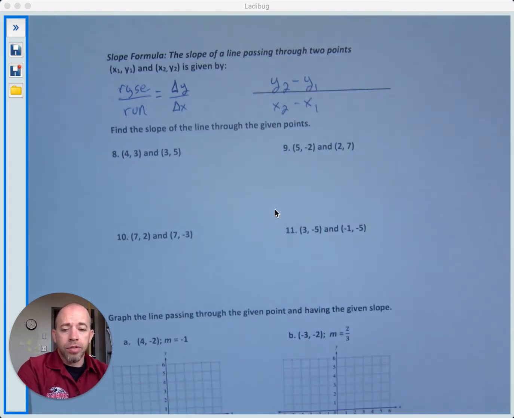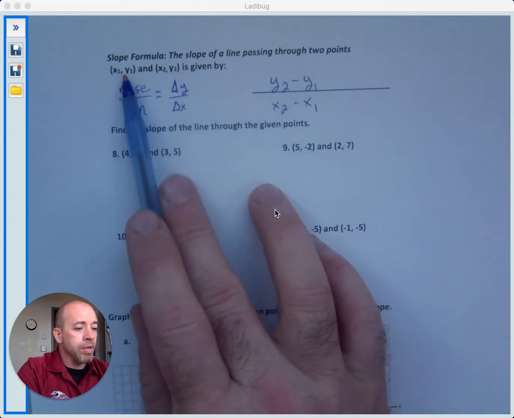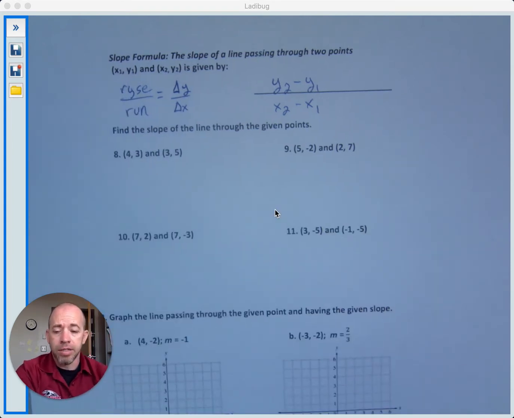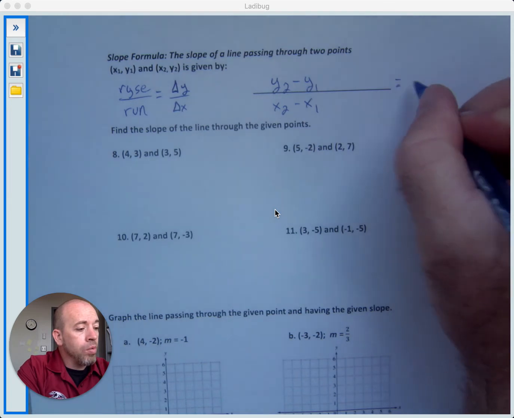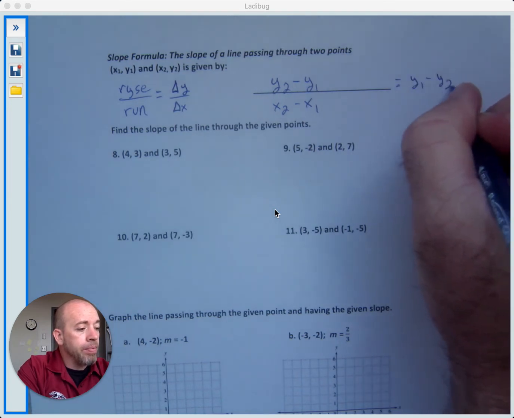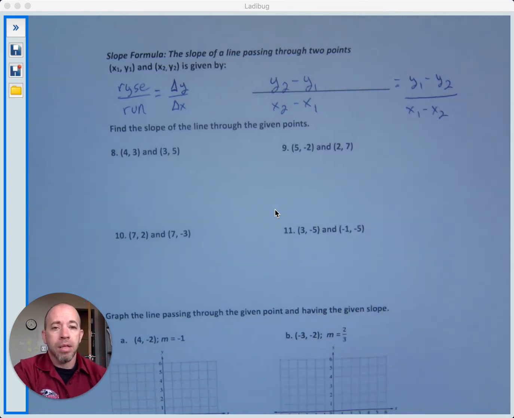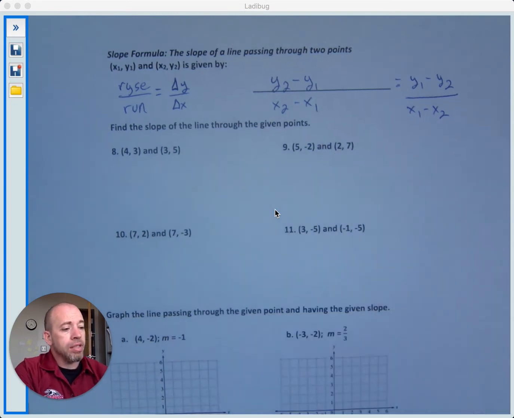And we want to make sure that we subtract in the same direction. So if we do y2 minus y1, we want to do x2 minus x1. You could also subtract the other direction, but you want to make sure you stay consistent with both the x's and the y's. So we could actually do y1 minus y2 on the top, but if we do, we have to do x1 minus x2 on the bottom. So either one of these would be okay. I usually like to stick with this. So just identify which point is your x1, y1, which one is your x2, y2.